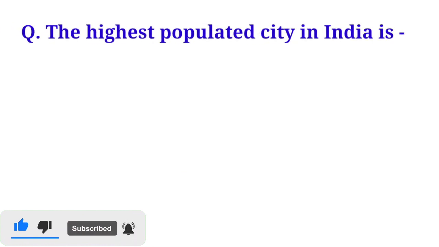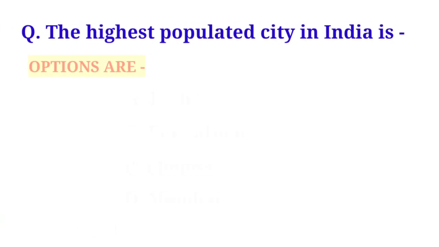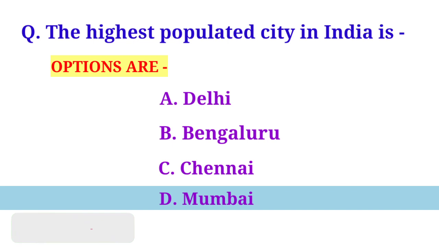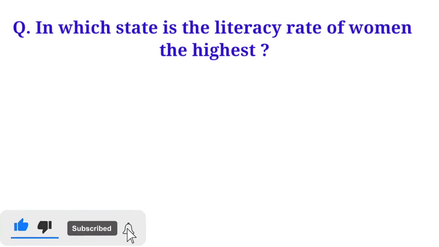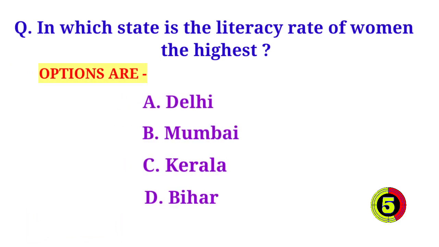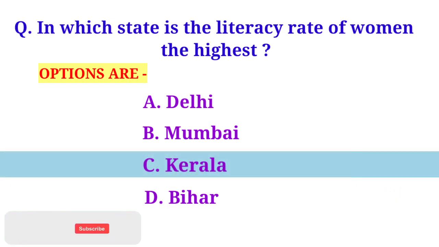The highest populated city in India is? Option D, Mumbai, is the correct answer. In which state is the literacy rate of women the highest? Option C, Kerala, is the correct answer.